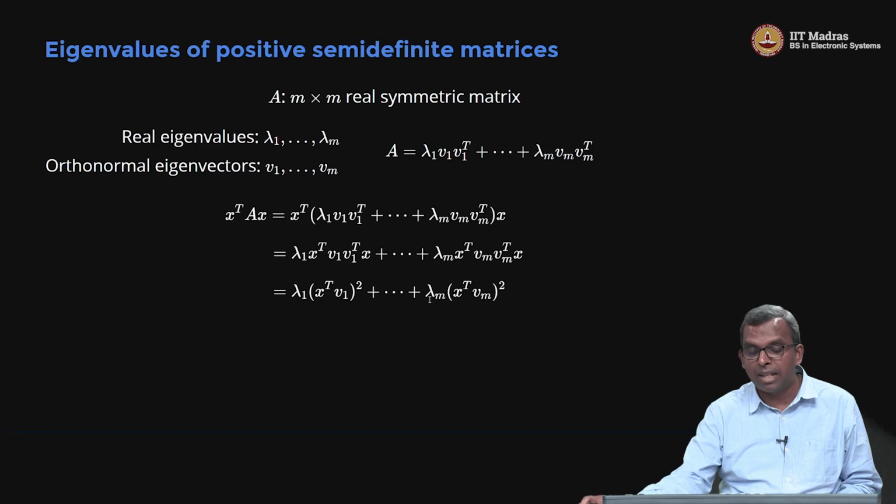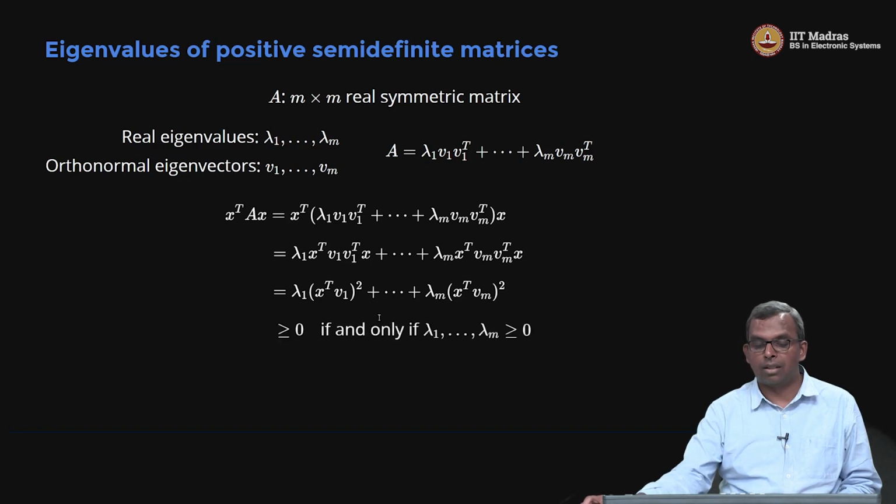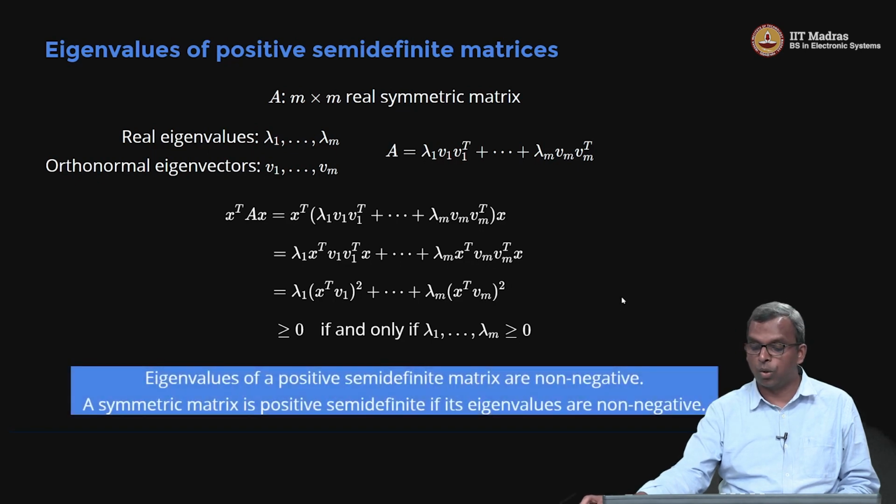But if all the lambda i's are positive, then this entire quadratic form is positive. So, that is a clear argument you can make from this form, the diagonalizable form of the symmetric matrix. So, you see that the quadratic form is greater than or equal to 0 if and only if all the eigenvalues are non-negative. So, that is a crucial property.